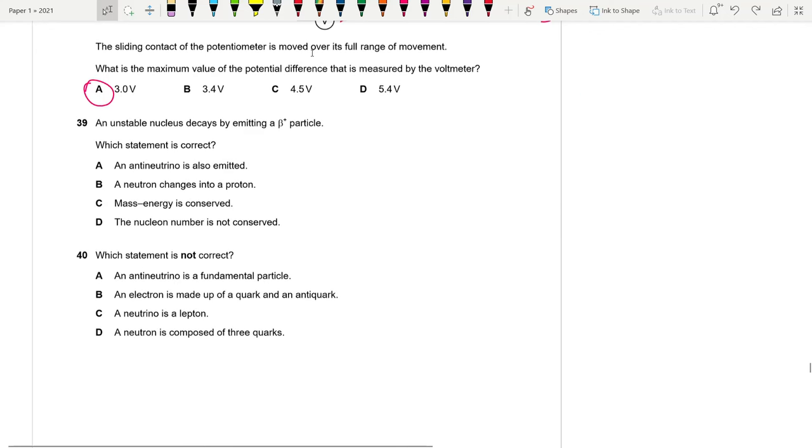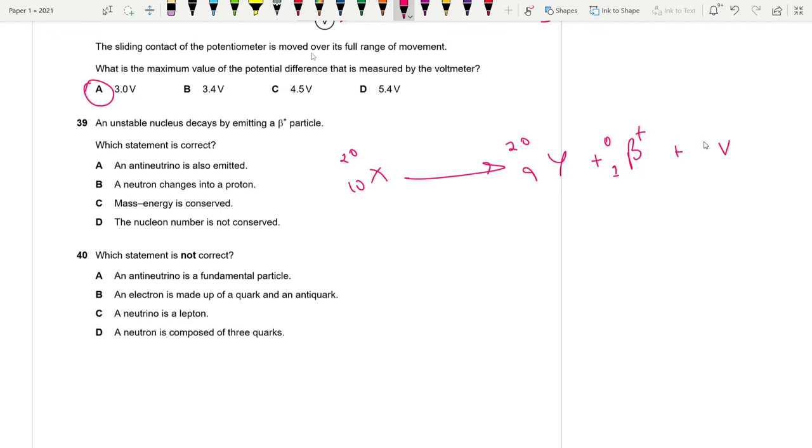An unstable nucleus decays by emitting beta plus. So in beta plus decay, what happens? Check this. Suppose this was 2010. After beta plus decay, the proton number will decrease by 1. We're going to get a beta plus particle, 0 plus 1, and a neutrino. What happens here? Basically, proton number decreases, right? So a proton disintegrates to form a neutron. Neutron does not change into proton, wrong. Mass energy is conserved. This is true, and nucleon number is also conserved.